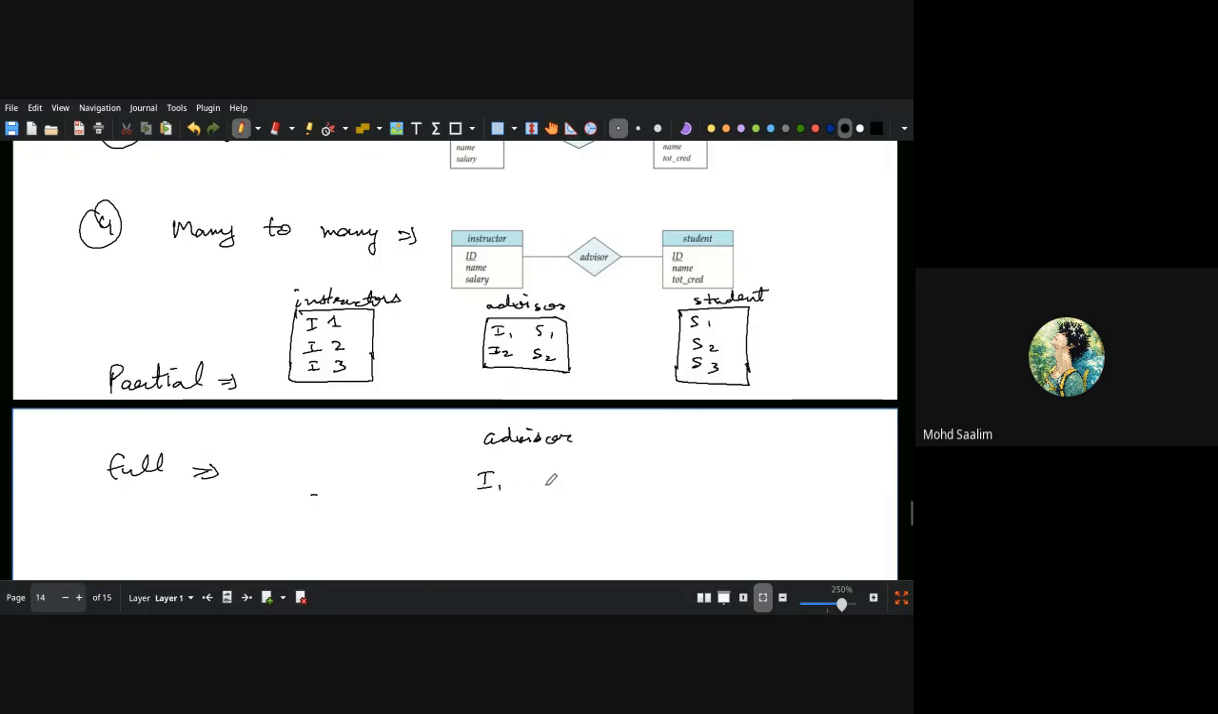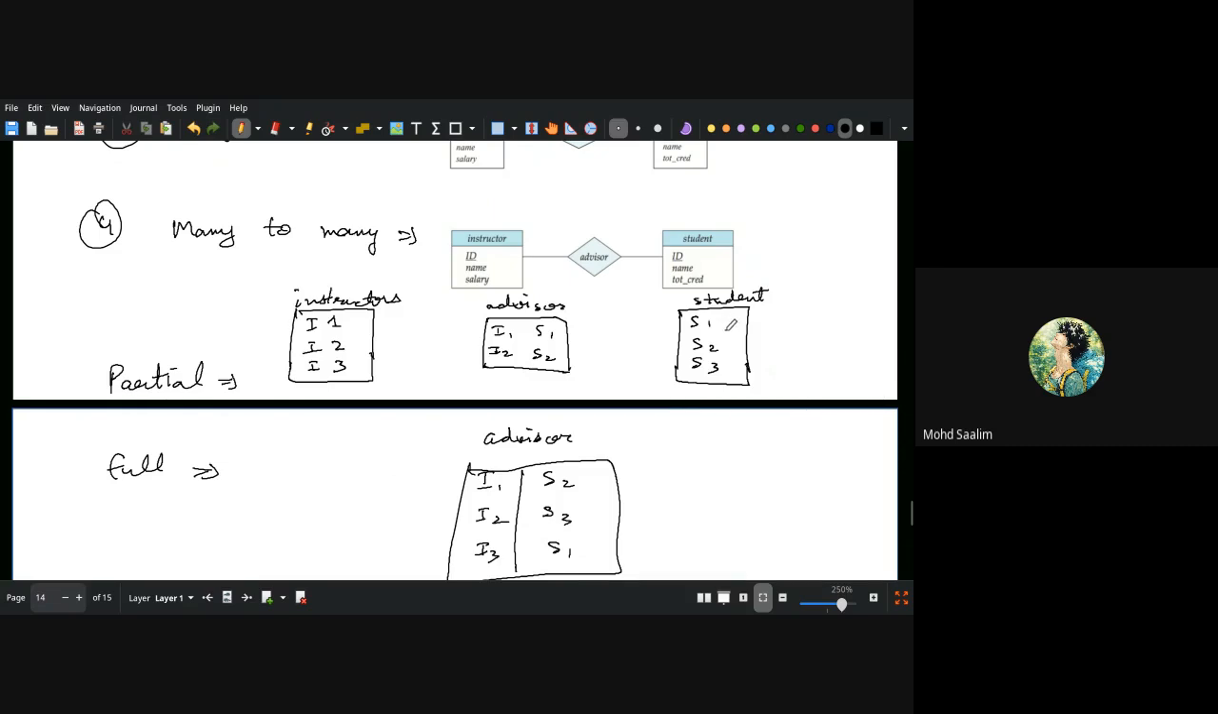And this time I1 is associated to, let's say, S2, I2 is associated to S3, and I3 is associated to S1. So this time, what is different? This time all instructors are participating. Okay. So from the instructor side, we will say there is a full participation.